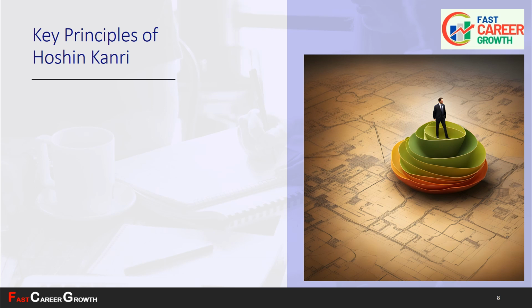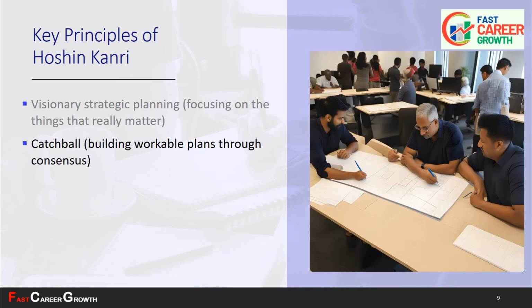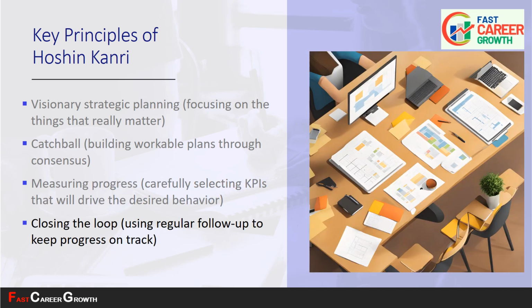Key principles of Hoshin Kanri are: visionary strategic planning, focusing on the things that really matter. Catch-ball, building workable plans through consensus. Measuring progress, carefully selecting KPIs that will drive the desired behavior. Closing the loop, using regular follow-up to keep progress on track.